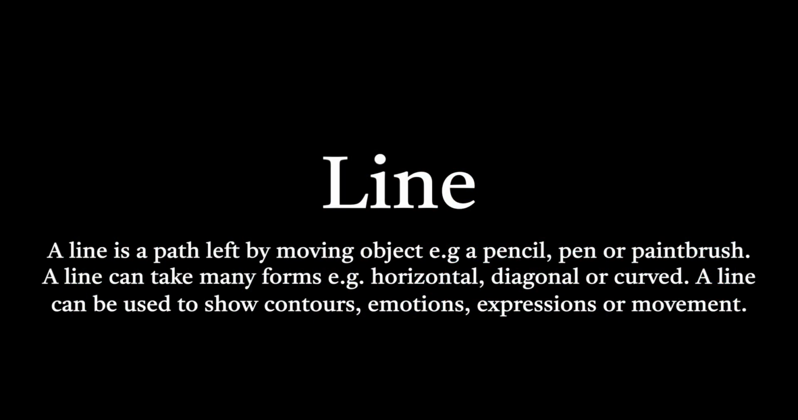When we speak about line, we speak about a path being left by a moving object, say for example, a pen, pencil or paintbrush. A line can take many forms, for example, a horizontal line, diagonal line or a curved line. A line can be used to contour emotions, expressions or movement.